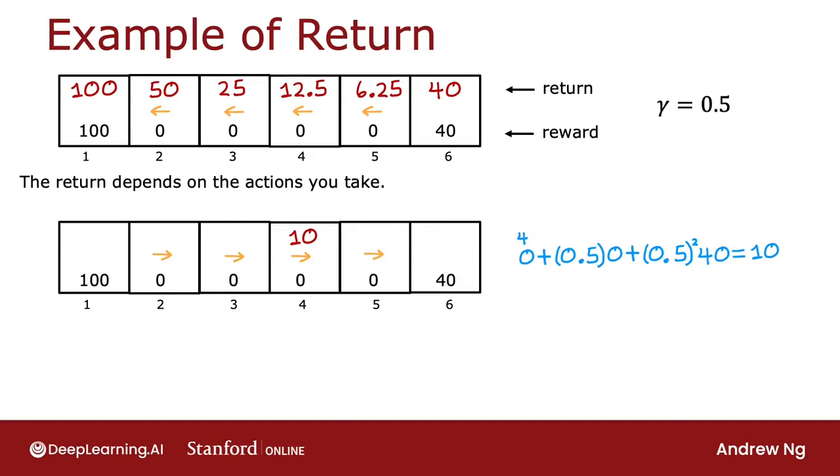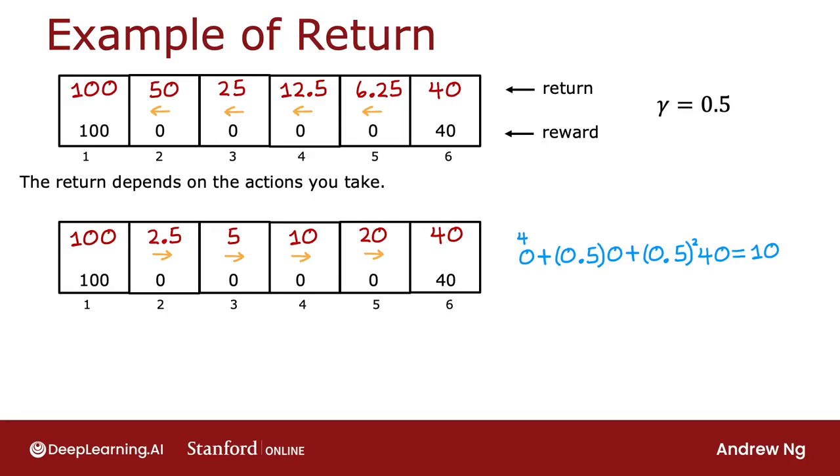If you were to take actions, always go to the right. And through similar reasoning, the return from this state is 20. The return from this state is 5. The return from this state is 2.5. And then the return at the terminal state is 140. By the way, if these numbers don't fully make sense, feel free to pause the video and double check the math and see if you can convince yourself that these are the appropriate values for the return if you start from different states and if you were to always go to the right.